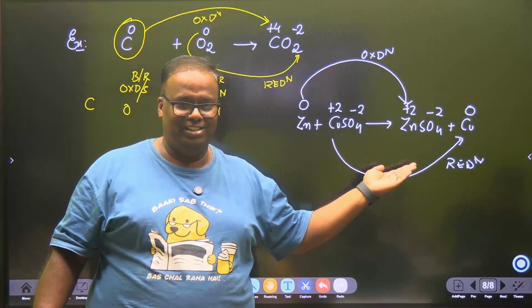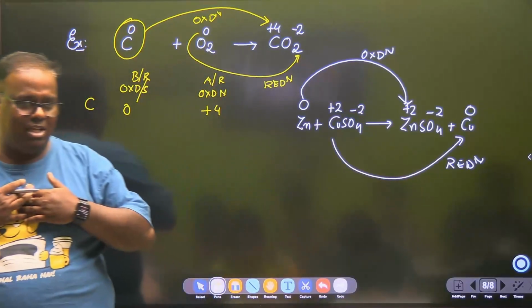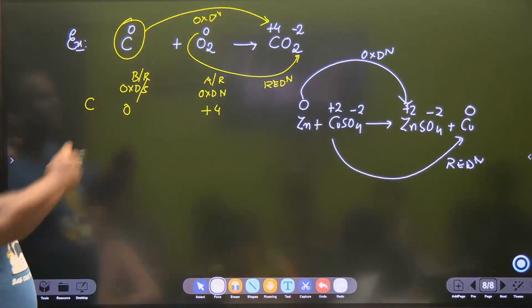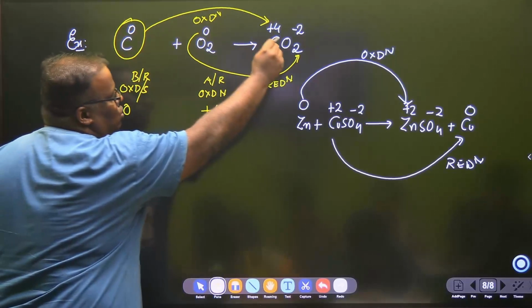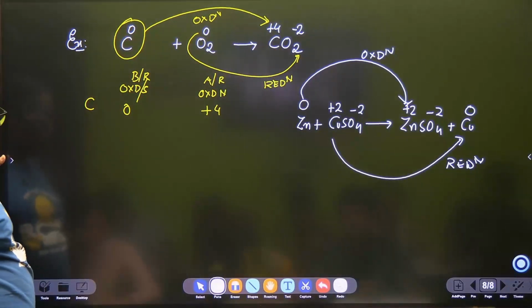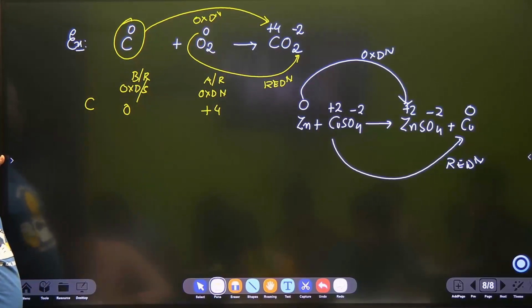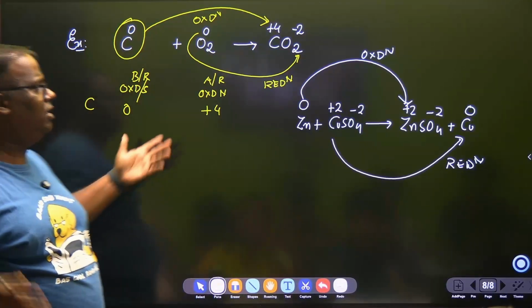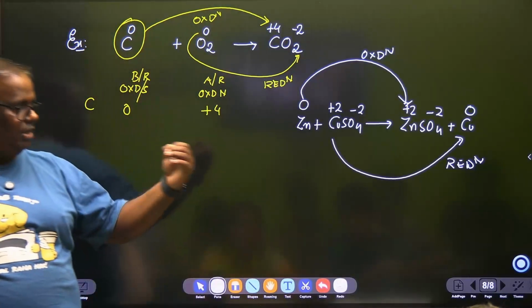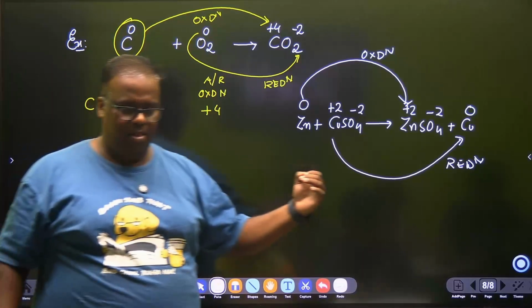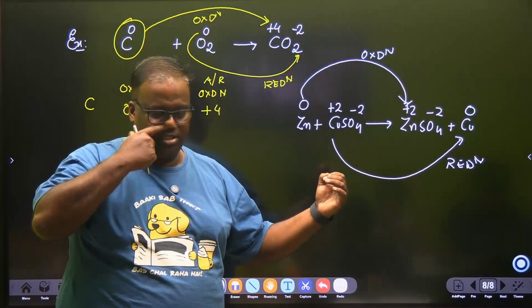Spectator ion. But in grade 10, we will say carbon got oxidized to carbon dioxide and oxygen, which formed carbon dioxide, got reduced. We will still not talk about reducing agent. That is very easy. First learn this. If you didn't understand this example, do you understand oxidation state? Because you have to identify by oxidation states.